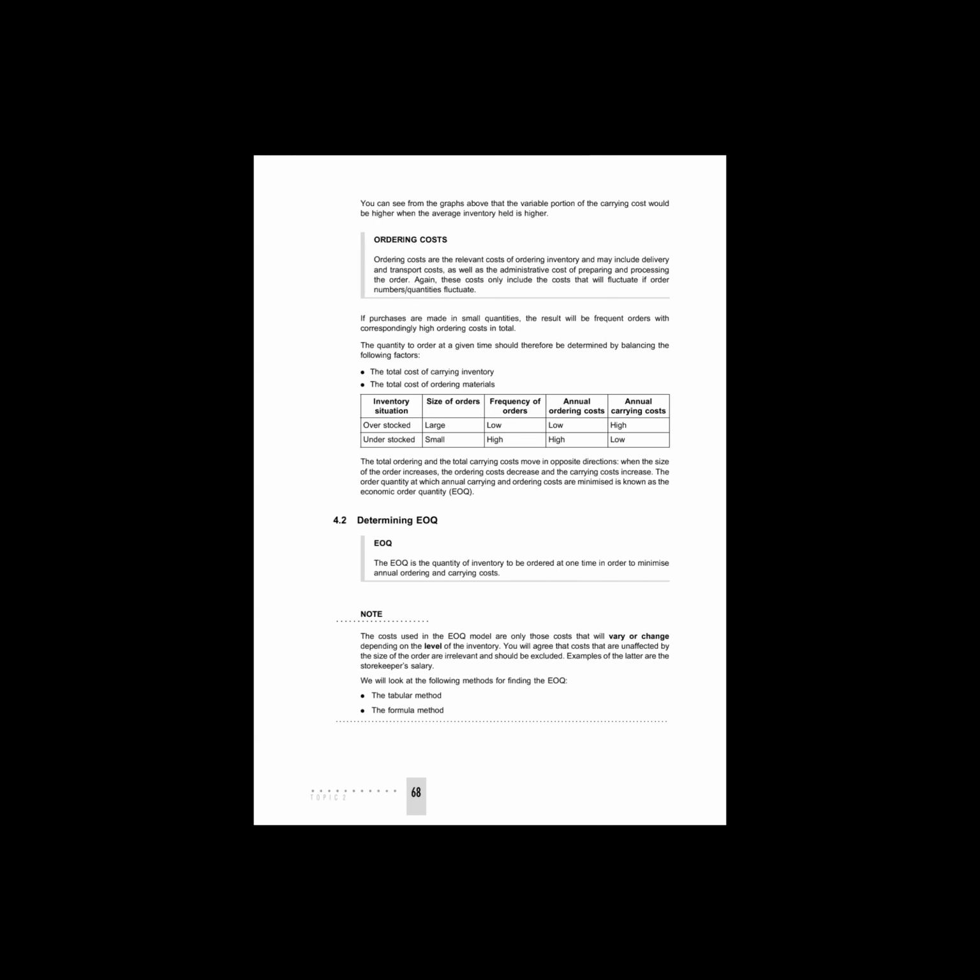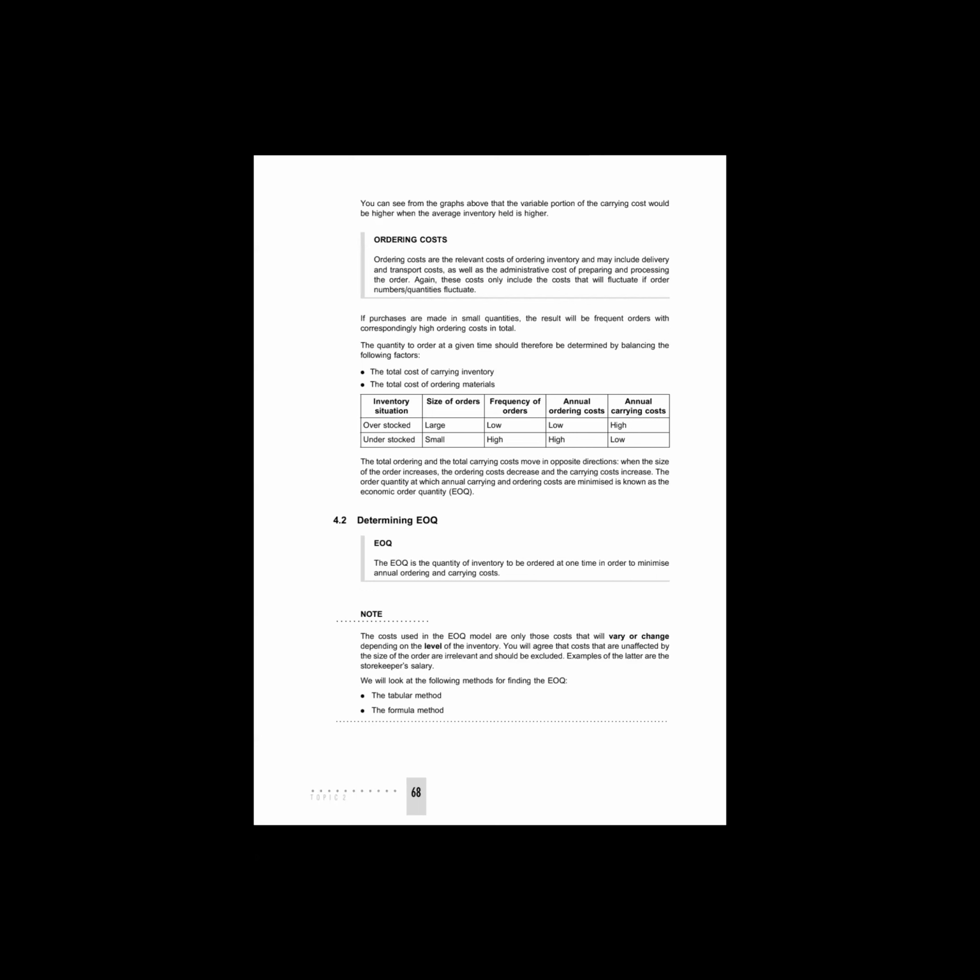For the most part, when the ordering costs are low, the carrying costs are going to be high, and when the ordering costs are high, the carrying or holding costs are expected to be low. So that one you can easily predict.